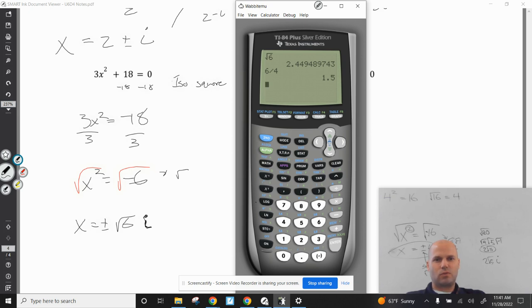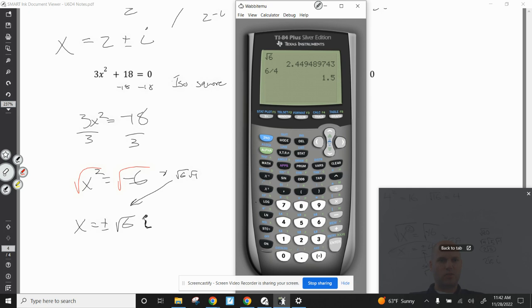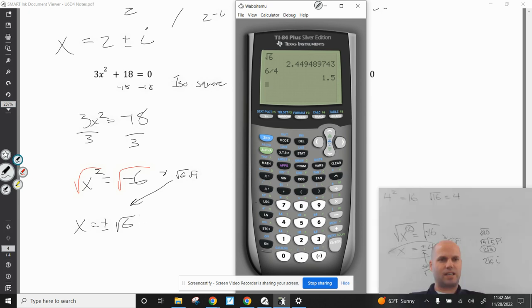This turns into root 6 times root -1. You can't simplify root 6. It has to stay as root 6. A lot of you students are confused. When do we keep the root and when not? It's like you got to figure it out. And the square root of -1 turns into i. So my solutions are plus or minus root 6 i.